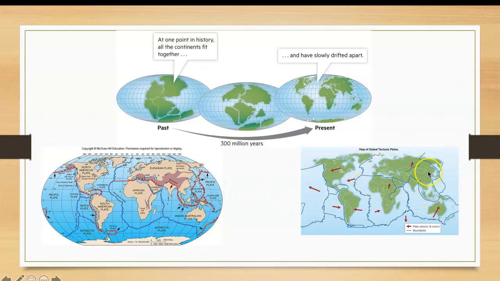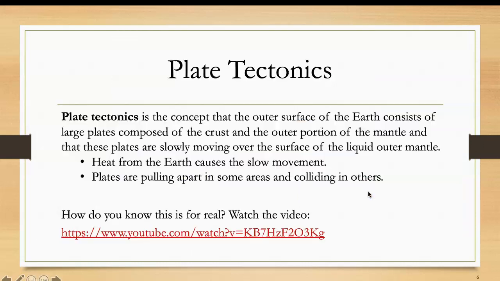And so this is a simplified graph from our textbook about the movements of those plates. To summarize, plate tectonics is a concept that the outer surface of the Earth consists of larger plates, and those larger plates are made of the crust and the outer portion of the mantle, and these plates are slowly moving over the surface of the liquid outer mantle. That's the asthenosphere. And what energy drives this process?